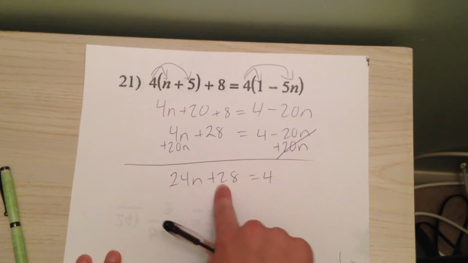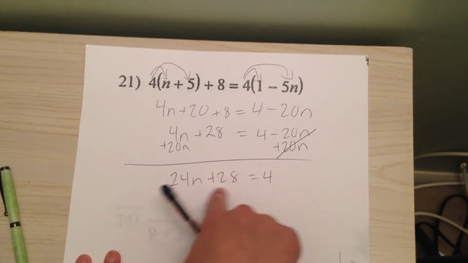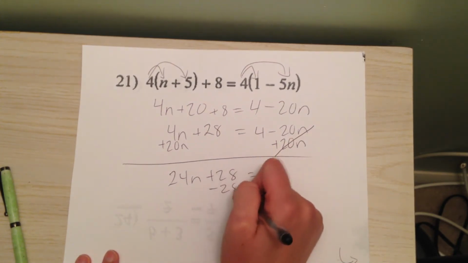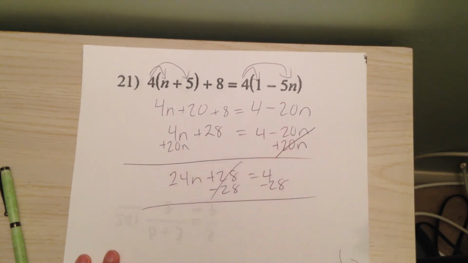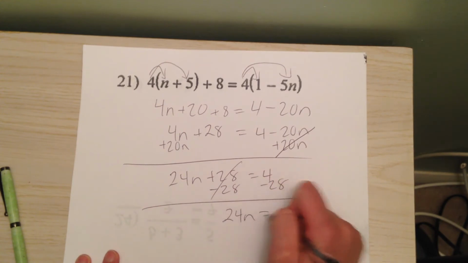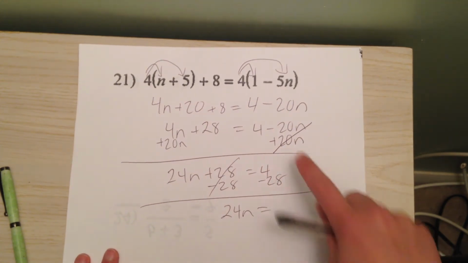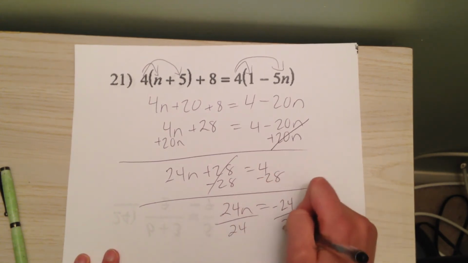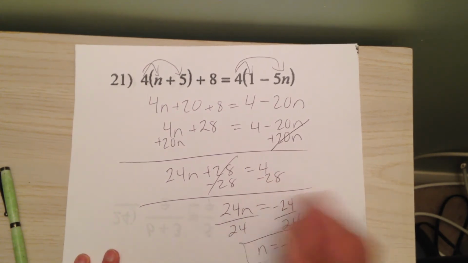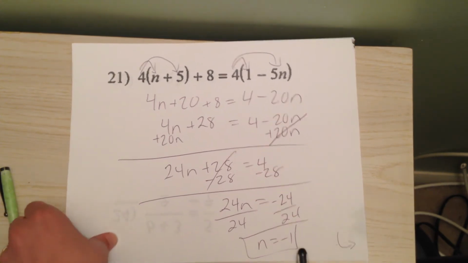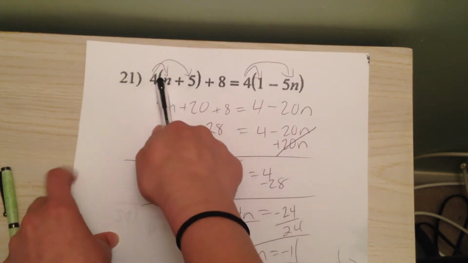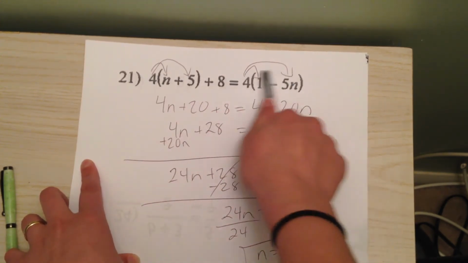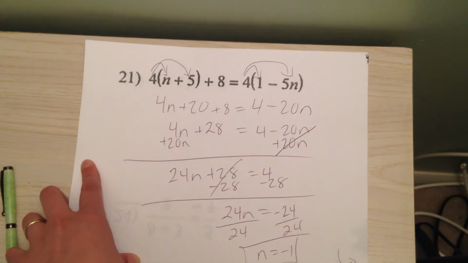Next step, to get that n by itself, I need to get rid of this plus 28. This is called a two-step equation. So you add or subtract first. In this case, we're going to subtract. And then we get to multiply or divide. And in this one, we get to divide. So 4 minus 28 is negative 24. Divide by 24, and you got n equals negative 1. Now you can always test these solutions by plugging this right back in here for this n, seeing what you get on the side. Plugging it in for this n, see what you get on this side, and this side should be equal to that other side.